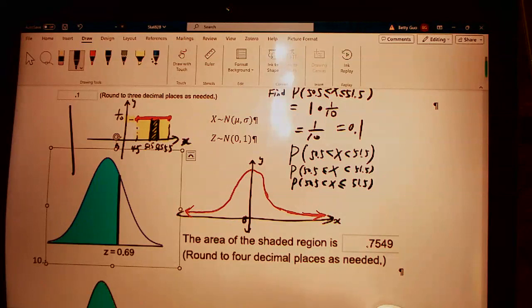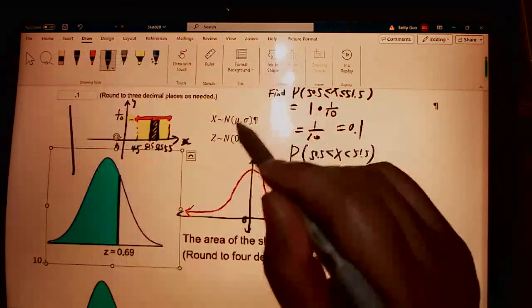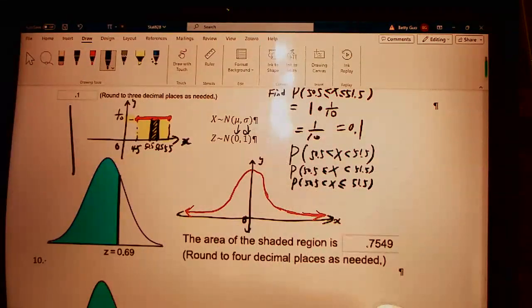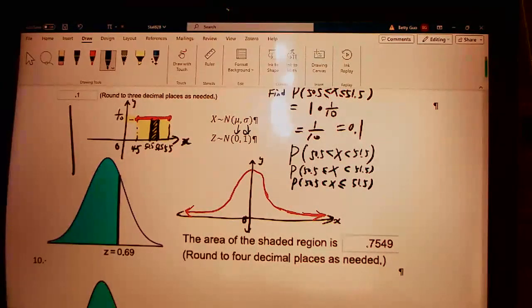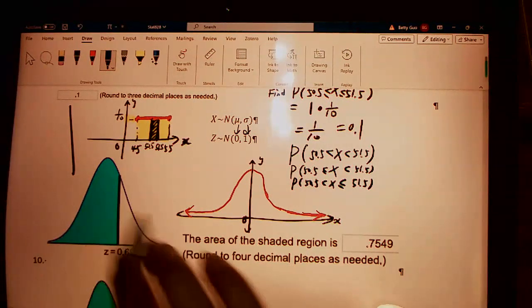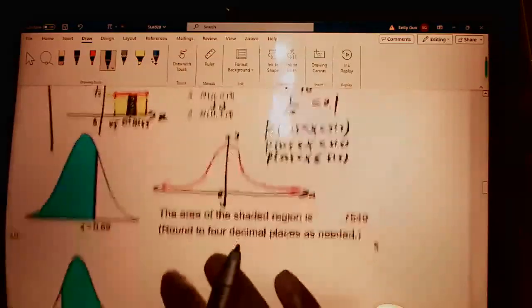Then what is a standard normal distribution? Standard normal distribution has mean equals 0 and a standard deviation equals 1. That's how you see right here the notation. Mean is 0, standard deviation is 1. Okay, and the curve we see right now is a standard normal distribution density curve. Okay, let's see this question. It is number 10.